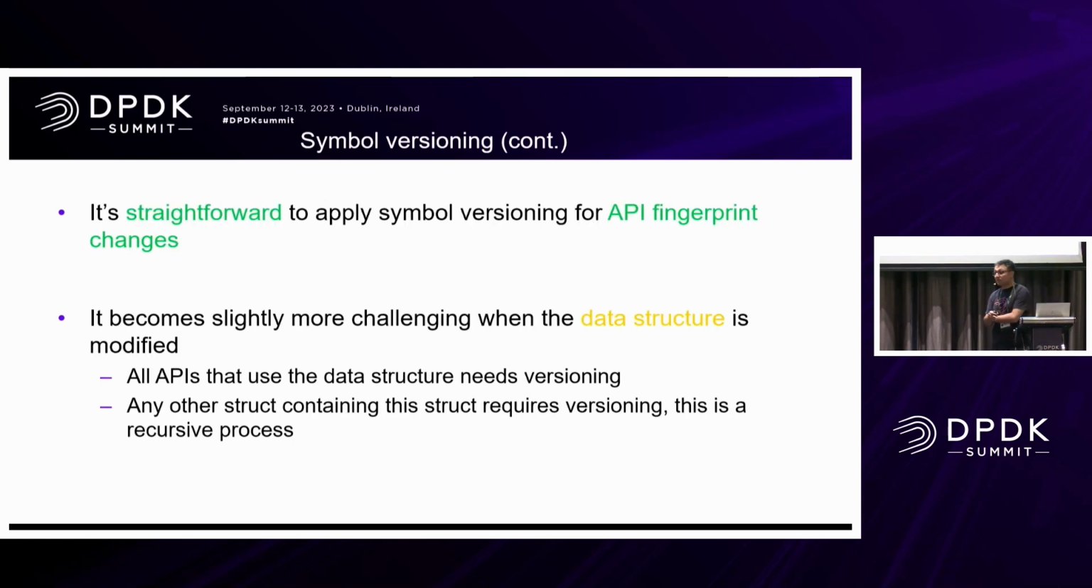When the function fingerprint has changed, like if just a parameter type or return type changes, those kinds of things, it's straightforward. You will just have a new version of that API, and that's done. There are a few DPDK macros. We will define them, and that's all.